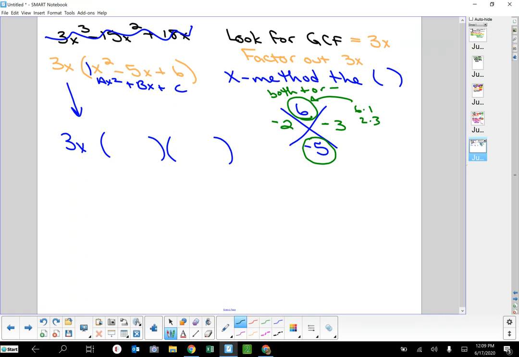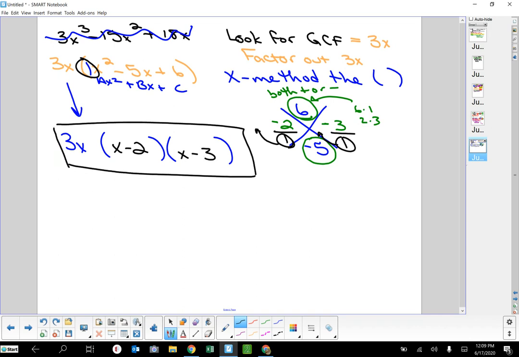And now remember, you're dividing by the a value, which in this case is a 1. Which makes these simple, right? Because the 1 comes up and gets the variable. And so this is going to be an x minus 2 and an x minus 3. And this is your answer. Okay? So that's an example of taking out a GCF.